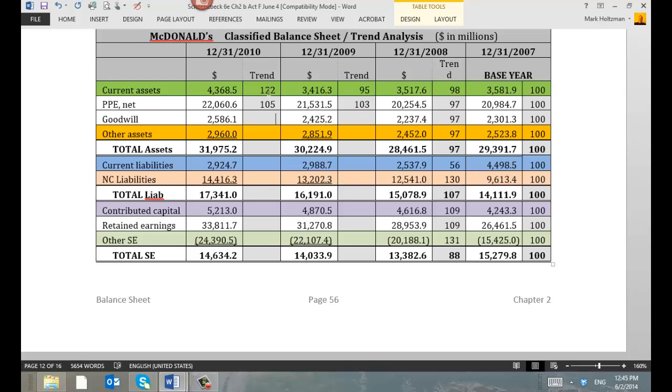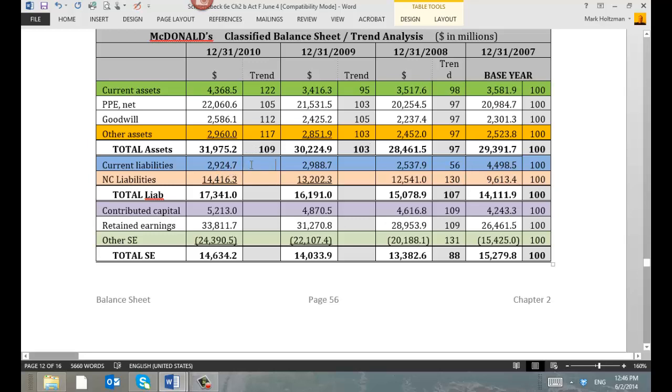Goodwill, 2586.1 divided by 2301.1 is 112. And 2425.2 divided by 2301.3 is 105. Other assets, 2960 divided by 2523.8 is 117. And 2851.9 divided by 2523.8 is 103. Do I need to show how I did each one, or is it pretty obvious from here? Everything gets divided by the base year, and it doesn't get divided by the previous year.